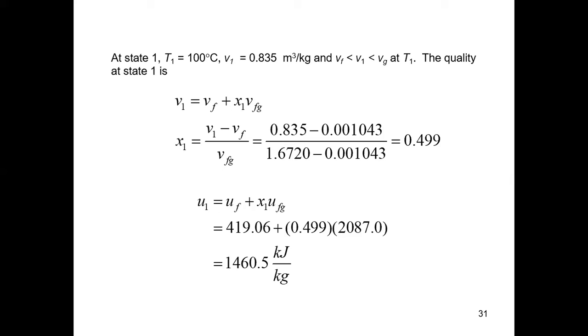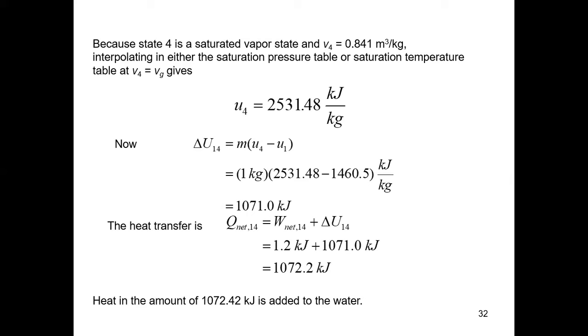Why do we need that? We need to know the quality because that way we can calculate the internal energy at state 1, which is U1 equals Uf, where f means fluid, plus x1 times Ufg, which is the difference between the specific internal energy of the fluid state and the gaseous state. It comes from the steam table.